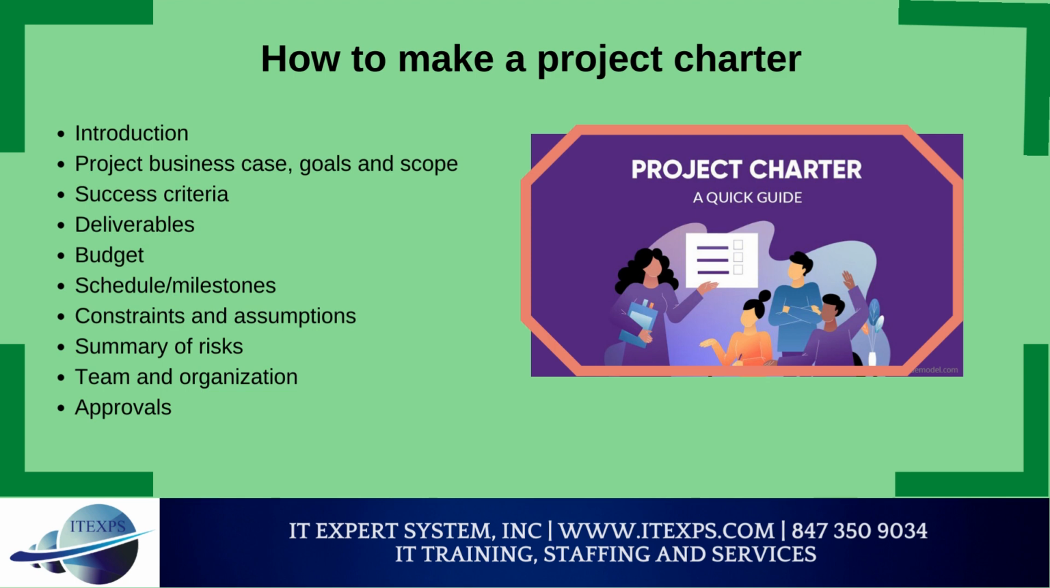Constraints and assumptions. Detail the known and unknown parameters of the project. Summary of risks. Summarize any potential or real major threats to the success of the project. Team and organization. List the people and stakeholders who will work on the project. Outline their roles and who is appointed the project manager. An organization chart is a good way to show the project team framework. Approvals. Finally, set aside a section for the project sponsor, client, and stakeholders to record their approval of the project charter document.